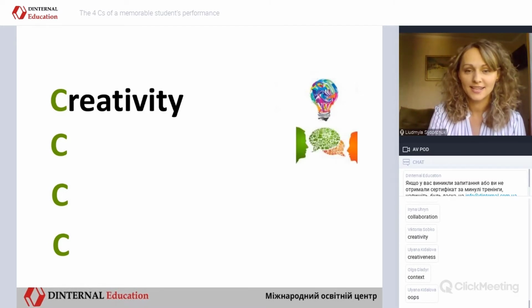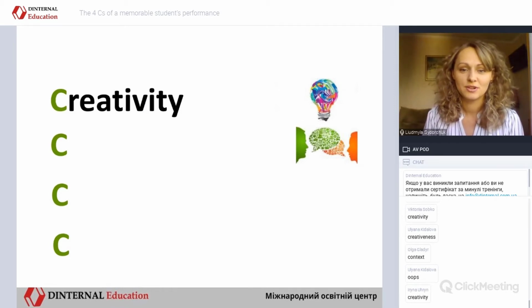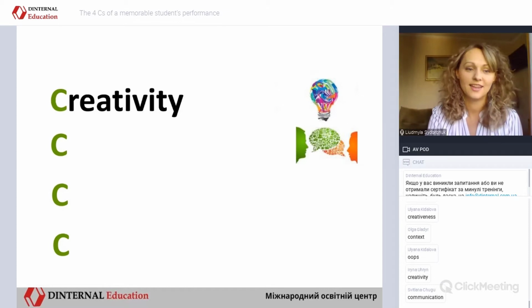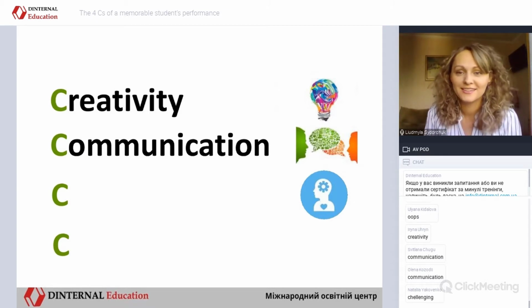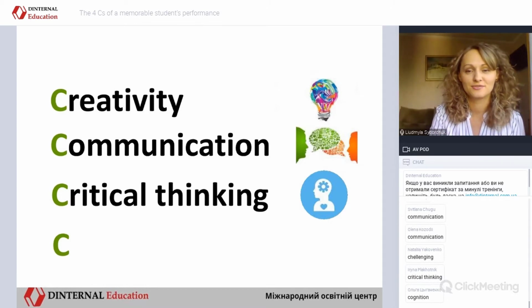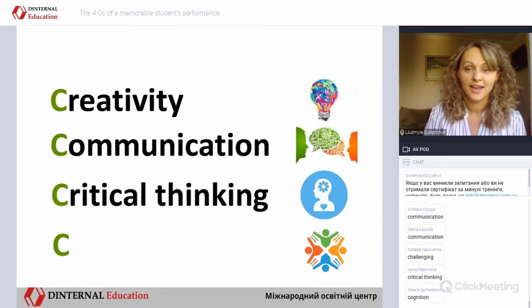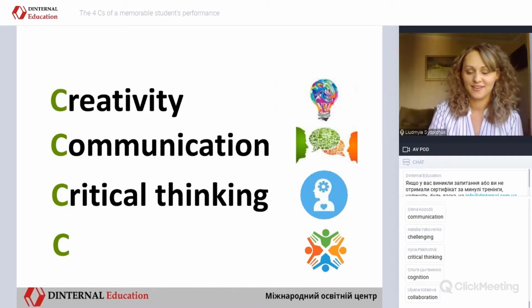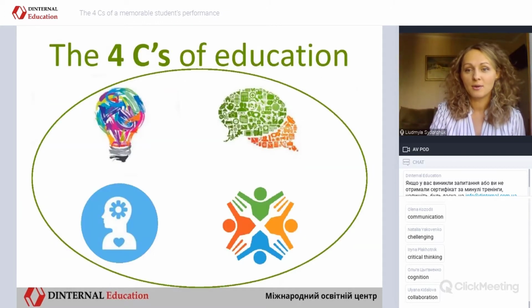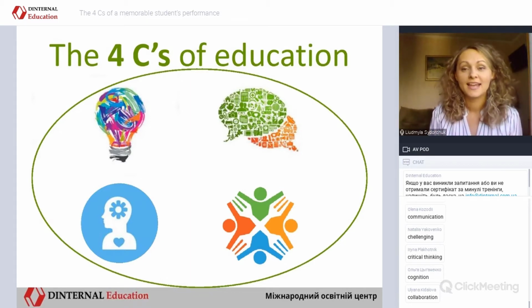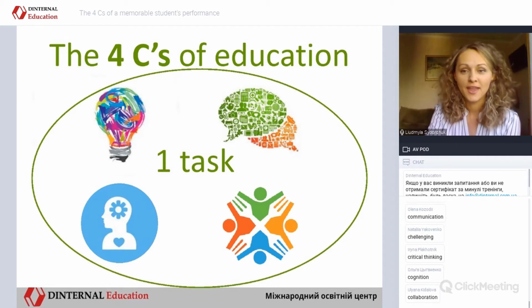Okay, the next picture is this. What do you think this picture represents? Communication, Svetlana, thank you very much. Yeah, so the next C is communication. And the third picture, what do you think this word stands for? Critical thinking, Irina, thank you very much. Yeah, this is critical thinking. And the last C, what do you think this picture represents? Collaboration, Uliana. Yeah, thank you very much. Right, so all of us know these 4 C's and how important it is to develop them among our students. And today I'm going to show you how we can implement and develop them with the help of only one task.